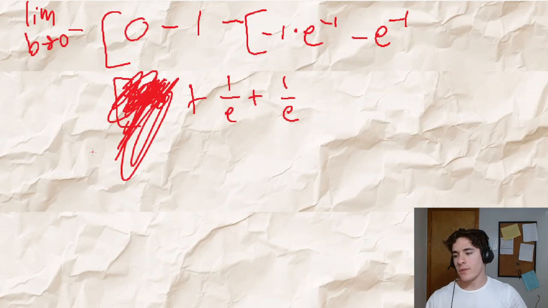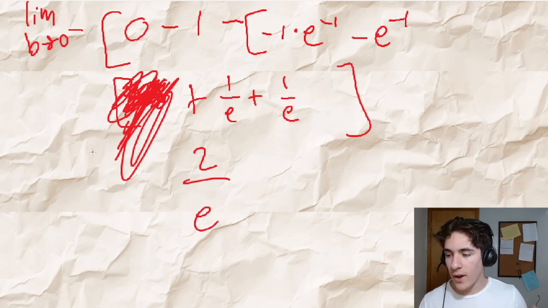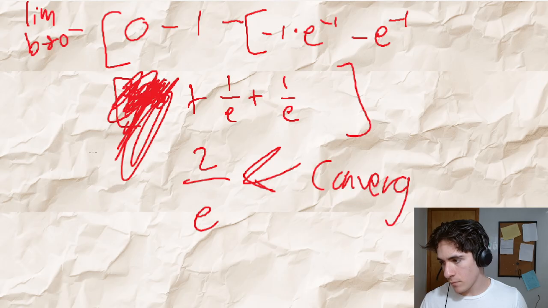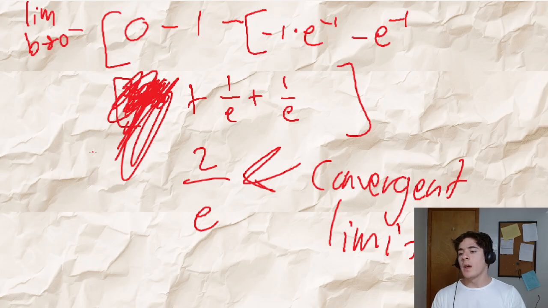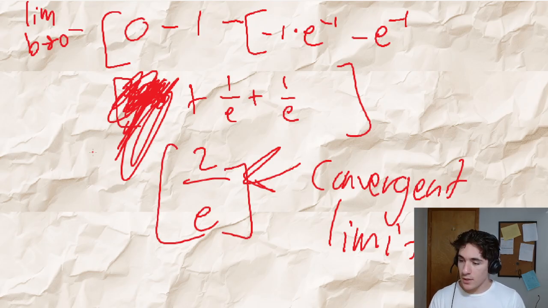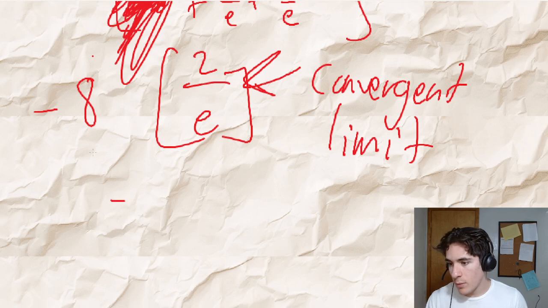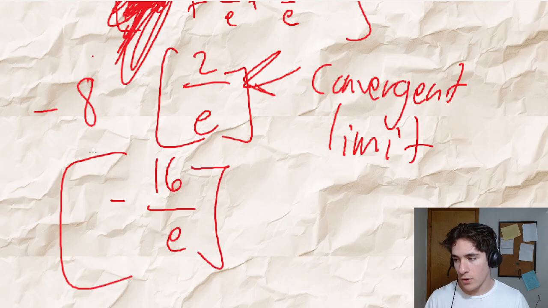Okay, I'm going to ignore this for now, and I will create a post explaining this. But basically what's going to happen is that you're going to get 2 over e as the final convergent limit. Okay, and then don't forget about the constant on the outside. We still had a -8. And that -8 is going to become -16 over e. Sorry about the constant. This is the final convergent answer.